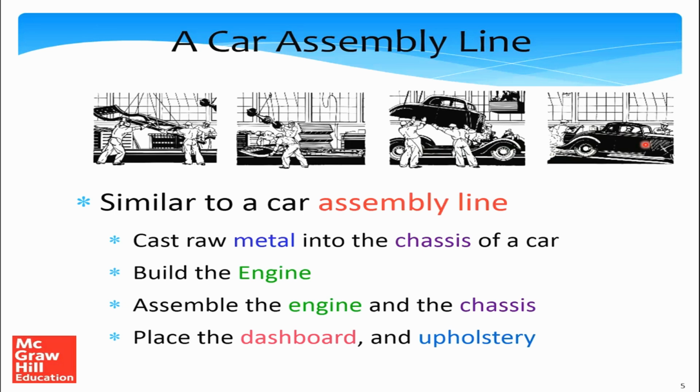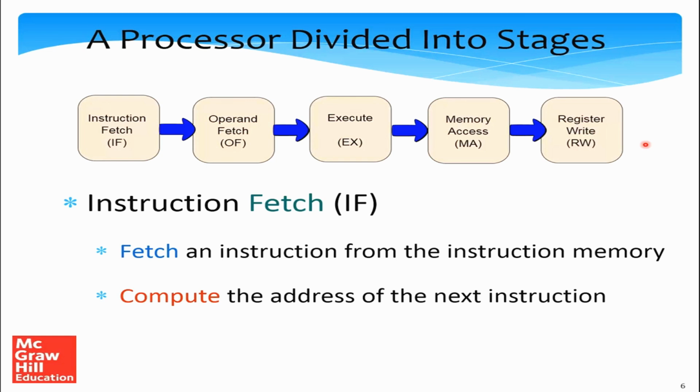Similarly, an instruction also goes through various stages. At each stage, some amount of processing is done to the instruction, and then from that stage it moves to the subsequent stage. Similarly, we can divide a processor into multiple stages. It is typical to divide the processing of an instruction into 5 stages.